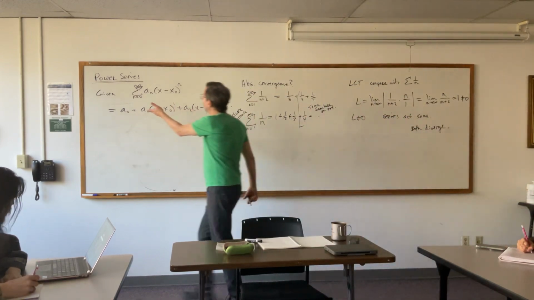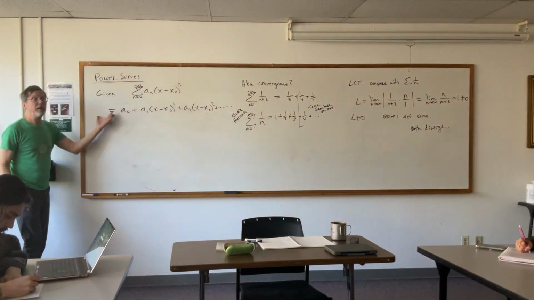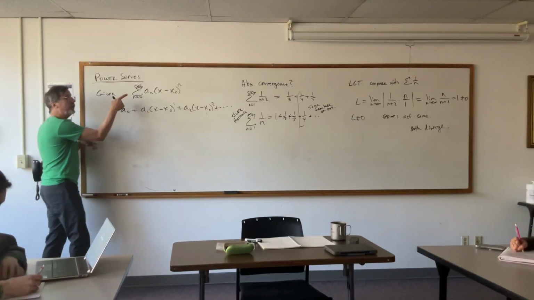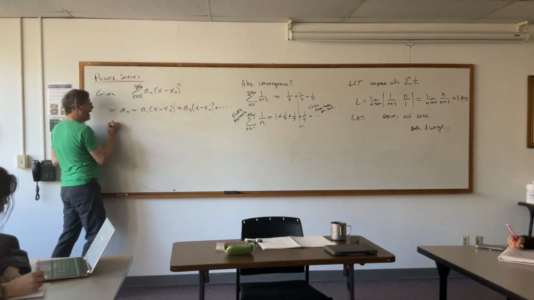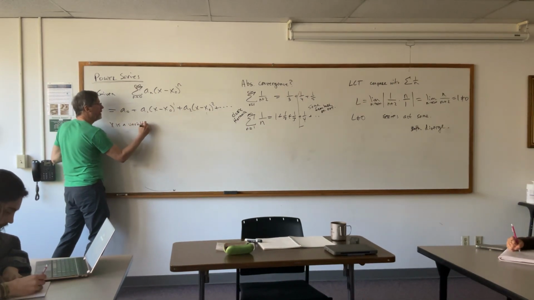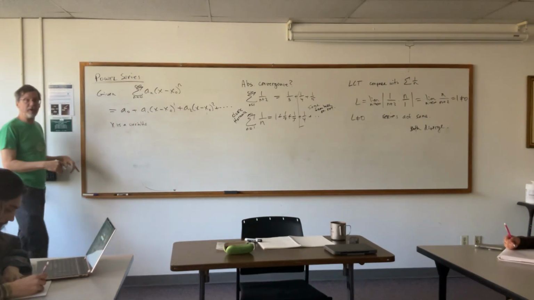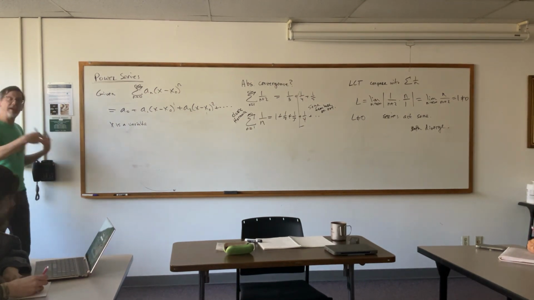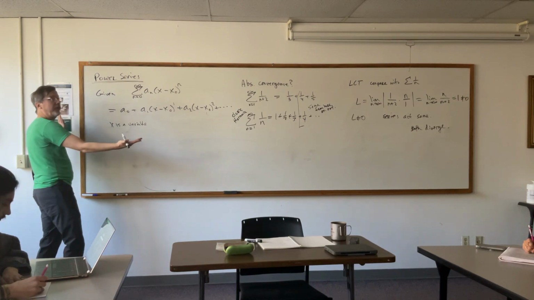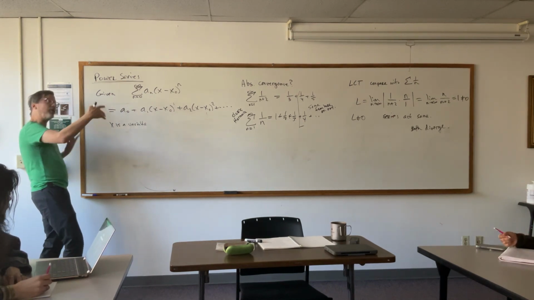This is like an infinite polynomial, right? I see powers of x. I've got a variable in here, so this is what's new. So x is a variable, and we can think of this as a function of x. For different x, we will get different sums. Some of those sums will converge, some of those sums won't.